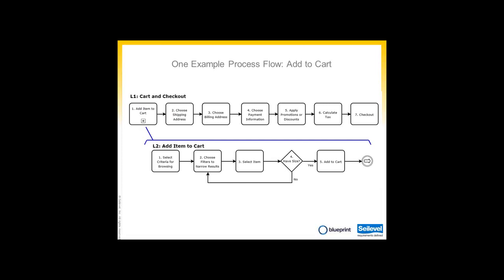So here you can see if I'm adding an item to cart, I'm going to select my criteria to browse. I'm going to choose some filters to narrow the results down. I might select my item. If they have my size, great, I add it to the cart. If not, I come back and maybe change the filters and try to find a different product. All right, so pretty simple process flow here. But what I want you to notice is a couple things.